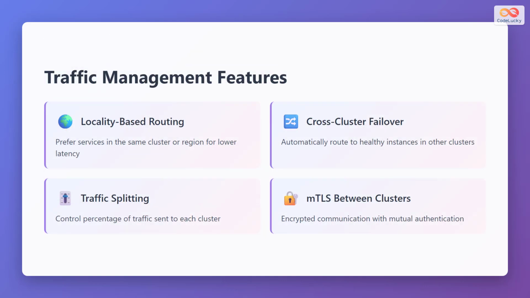Multi-cluster service mesh provides powerful traffic management features. Locality-based routing allows you to prefer services in the same cluster or region for lower latency and better performance. Cross-cluster failover automatically routes traffic to healthy instances in other clusters when local instances fail. Traffic splitting gives you fine-grained control over the percentage of traffic sent to each cluster, useful for canary deployments and gradual migrations. Finally, mutual TLS between clusters ensures encrypted communication with mutual authentication, protecting data in transit across cluster boundaries.